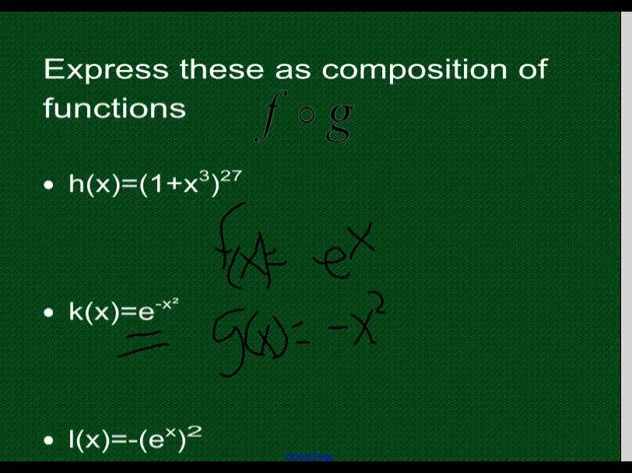Now, this is one example of a solution. f of x is the exponential base e raised to the x power, and g of x would be negative x squared, the opposite of x squared. So we're just taking this and plugging it in right there and get k of x, get the composition.